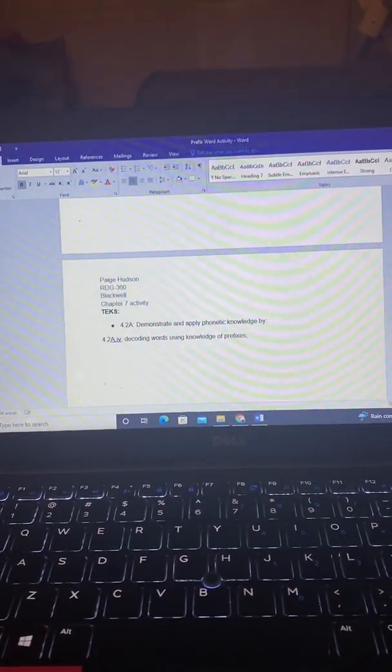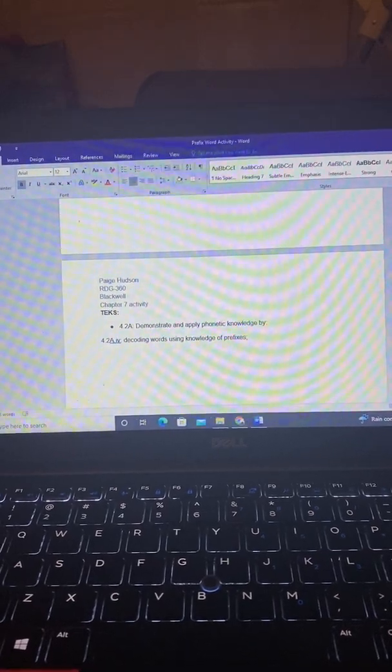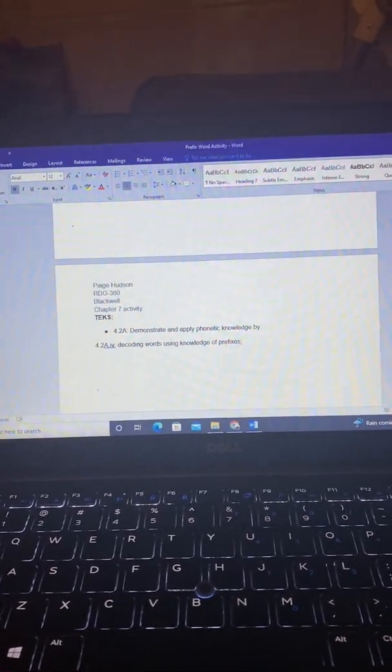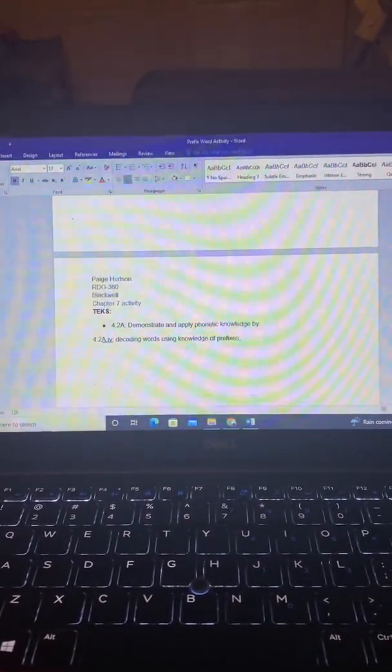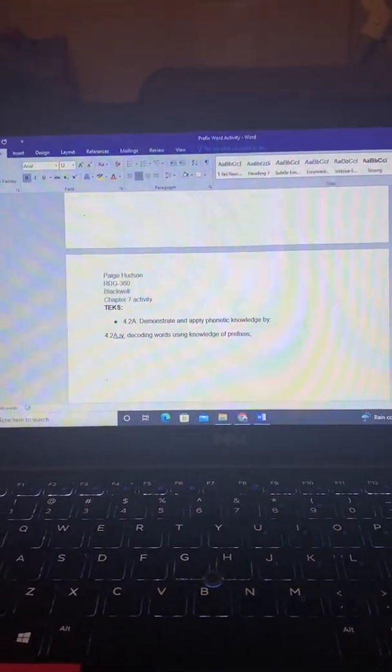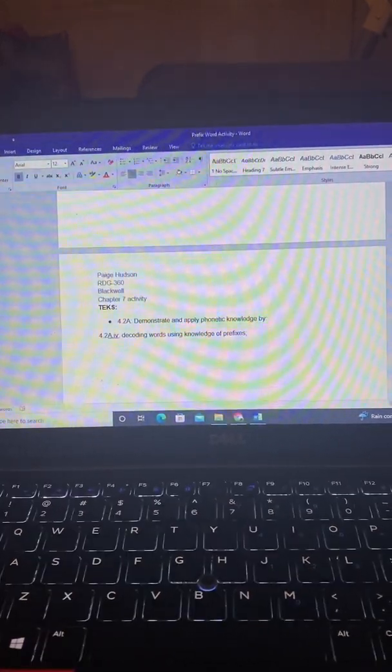And the TEK that I would be using would be 4.2a, demonstrate and apply phonetic knowledge by decoding words using knowledge of prefixes.